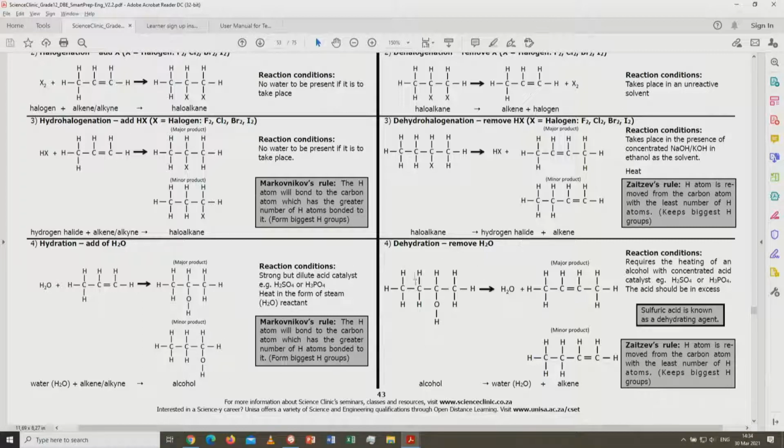Dehydration, the removal of the water. I remove that water from this alcohol formed there, and I produce an alkene also. Sulfuric acid is known as a dehydrating agent. So you take away the water with sulfuric acid as a catalyst in that case.